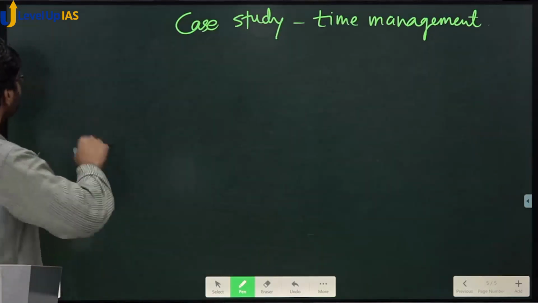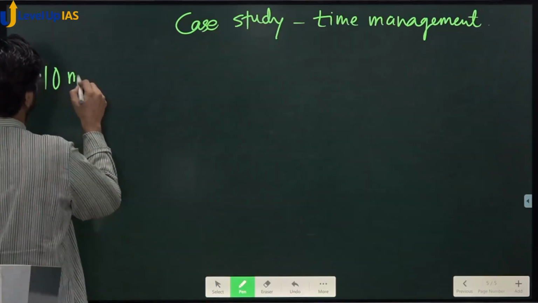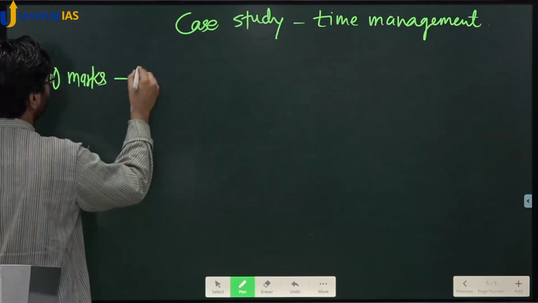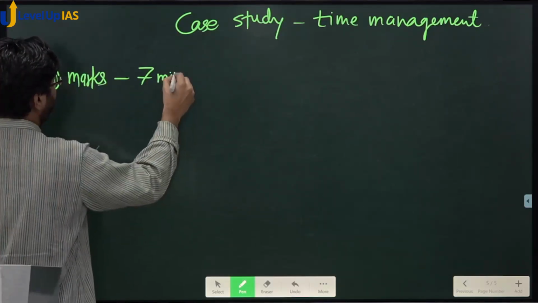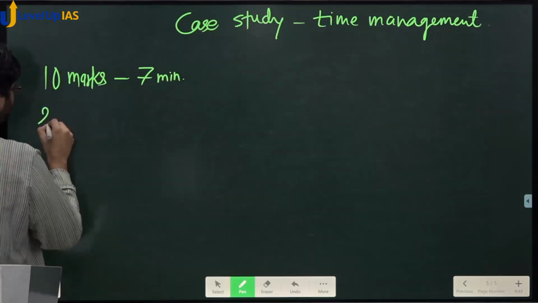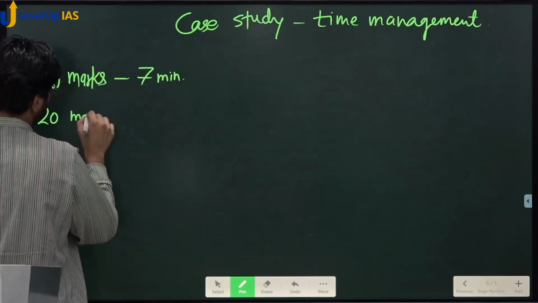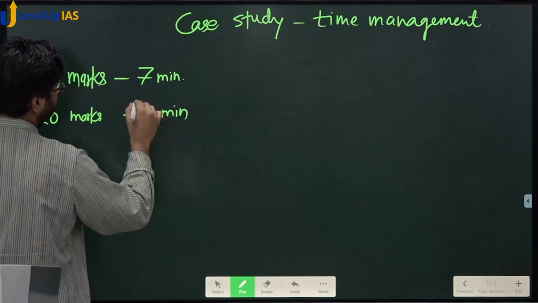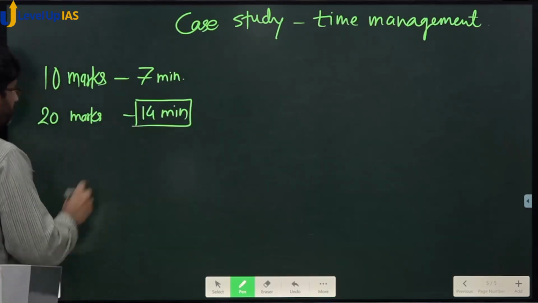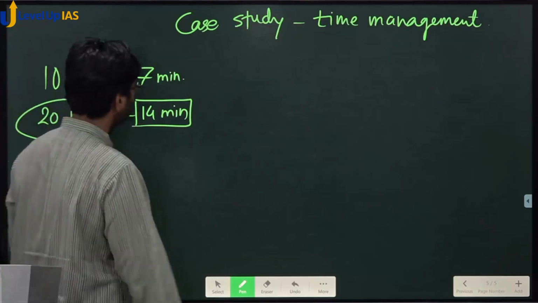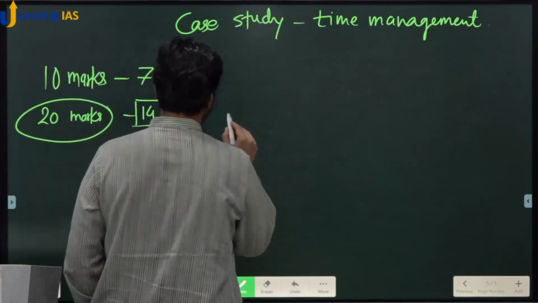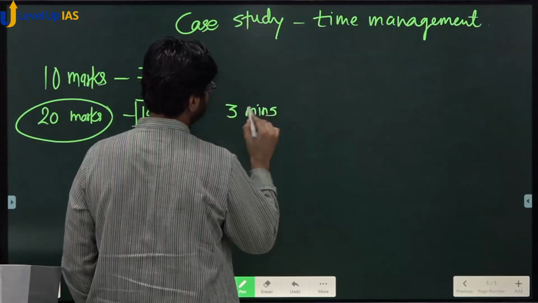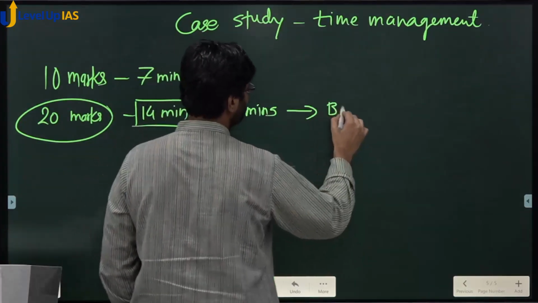As you already know, for every 10 marks in UPSC, any topic, any paper for that matter, you have 7 minutes. Okay? So 20 marks, you have 14 minutes. And this is the maximum limit. So 20 marks is what case study would be. So 14 minutes, that means around first 3 minutes you can use for brainstorming.